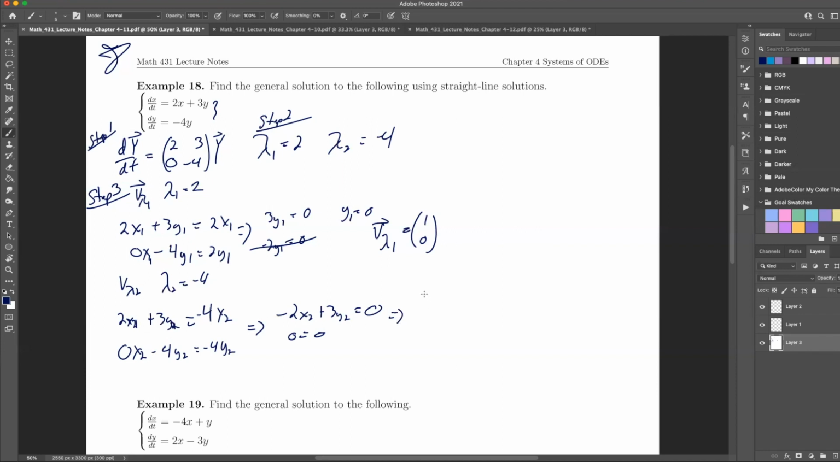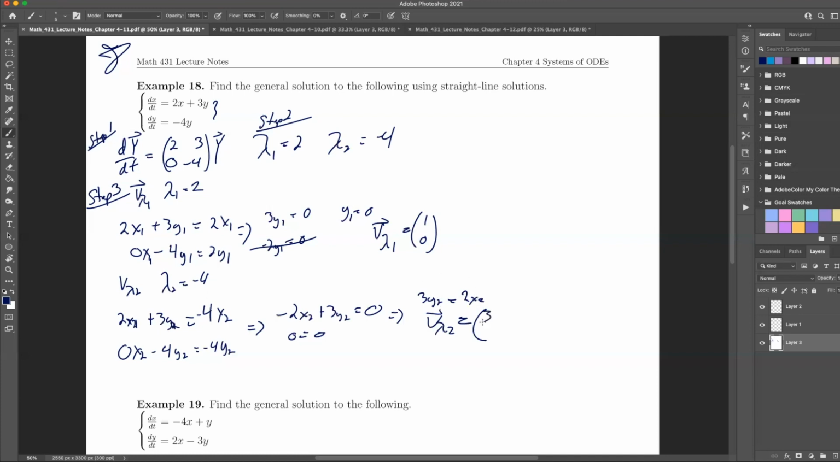Go ahead and translate that over. And so that means, for ease, I'm going to move over the x2. This way I have things to be positive. So v lambda 2 is equal to what? Here, I'm going to choose x2.